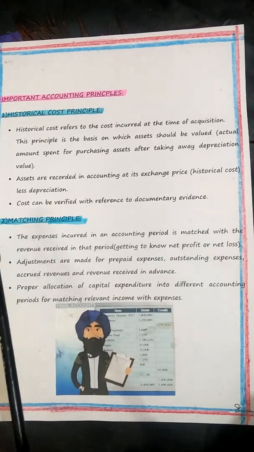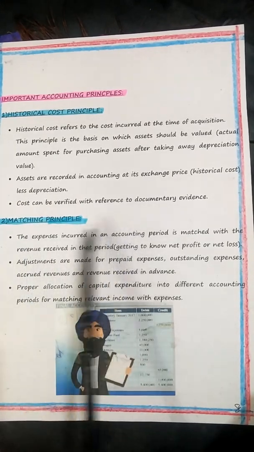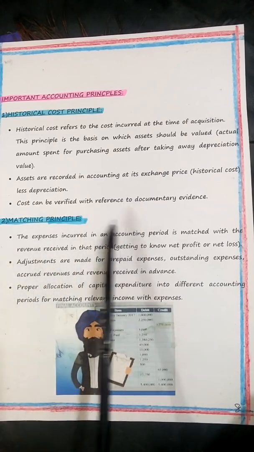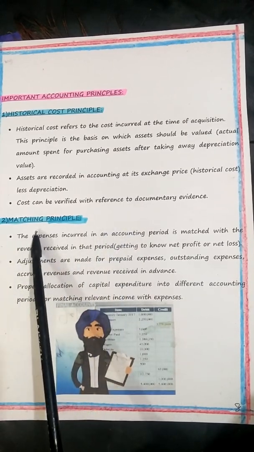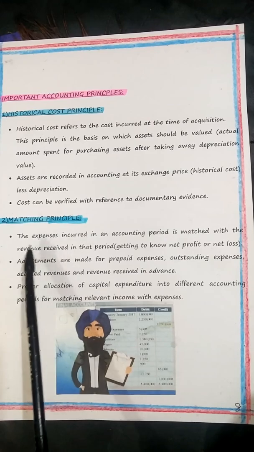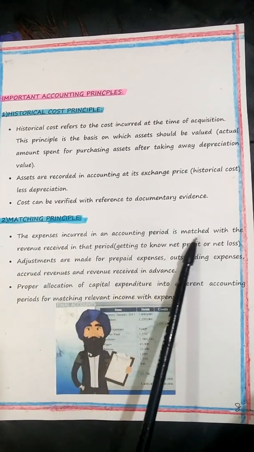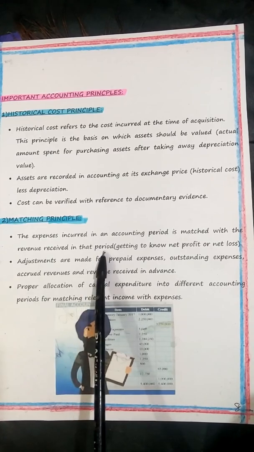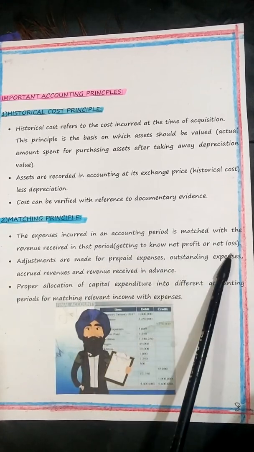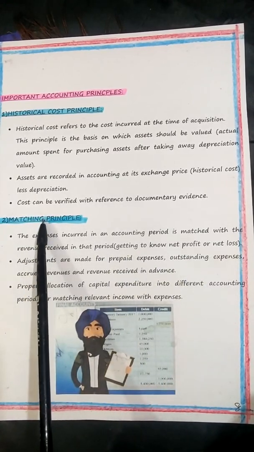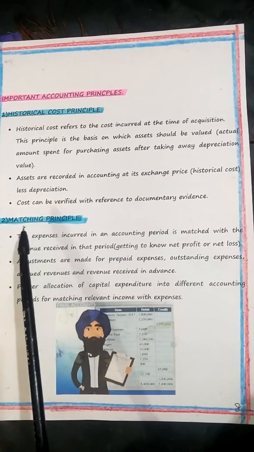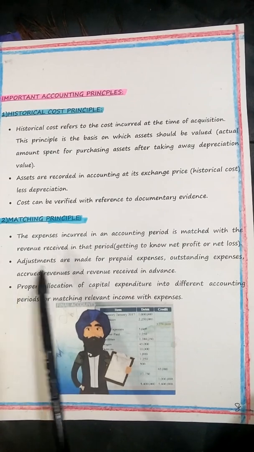So you're going to match one with the other. What is the one? What is the other? One is the revenue, the other one is the expenditure. So we've got revenues and expenses. What are revenues? Simply incomes. So let us see. The expenses incurred in an accounting period are matched with the revenue income received in that period. That means getting to know the net profit or net loss happens when you go by the matching principle, adopting the matching principle when you record accounts, when you keep books of accounts.